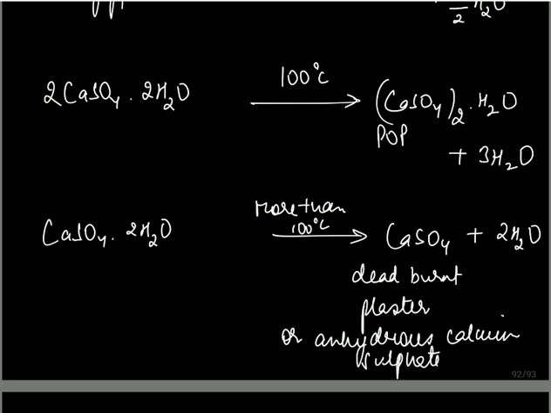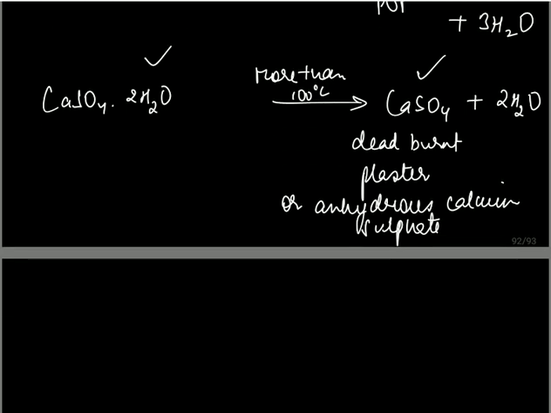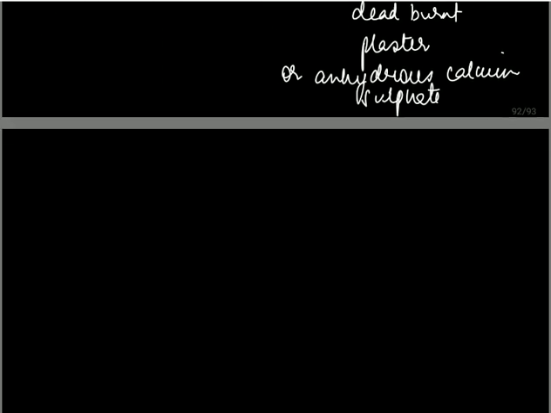They all are going to be white color substances only. Gypsum is also white, so this POP is also white, and even the anhydrous calcium sulfate that we will get will also be white, just that it will not have any POP-like properties. If we try to put water in POP, it sets into a hard substance. That property will be totally gone if we try to heat more than 100 degrees Celsius. That's why a controlled reaction is required here.